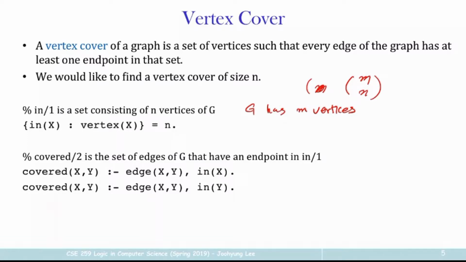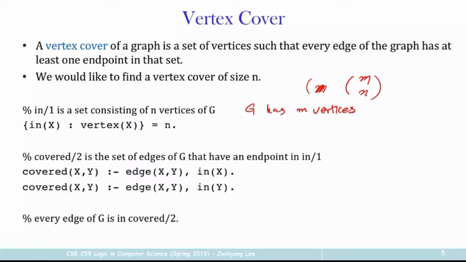What should we do after this? We need to add more rules here, because what we did was basically we chose the set of vertices and we defined the concept of covered, but we didn't actually enforce that every edge is covered. We didn't actually formalize that yet, right? How do we write that every edge is covered?